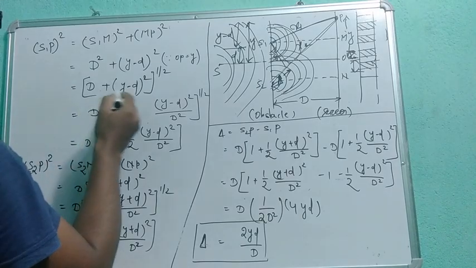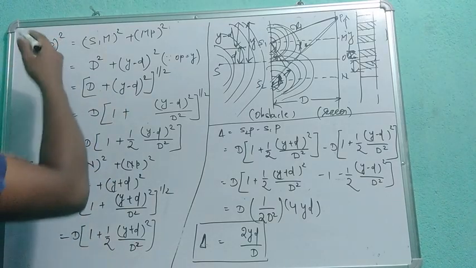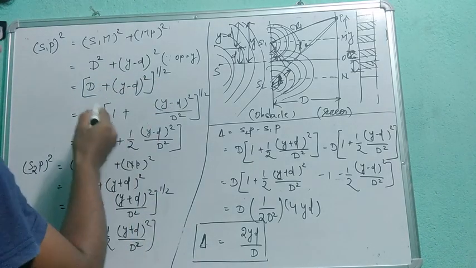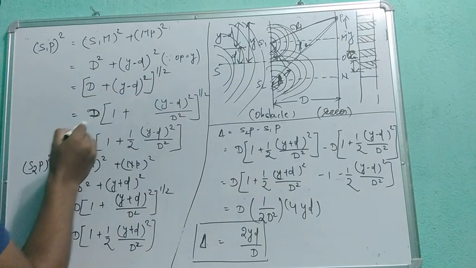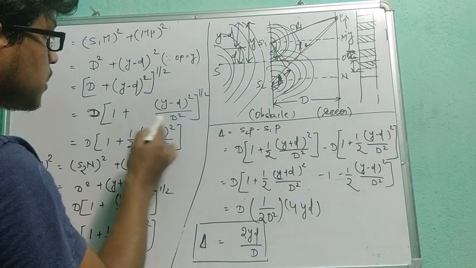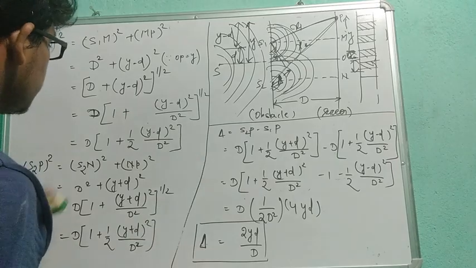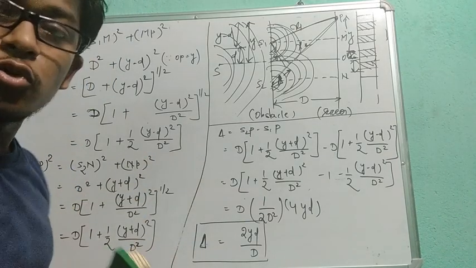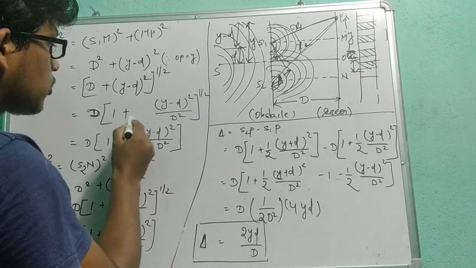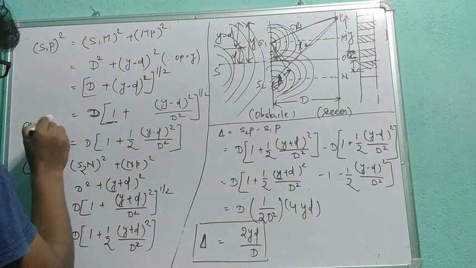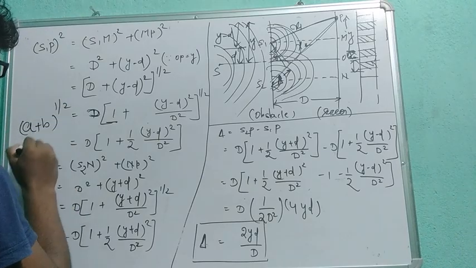So same thing. Now this square, I remove the square, so this one will be square root and I wrote a half. Now I took D common. D is common, and the remaining Y minus D whole square stays as usual. Now the binomial expansion will be used here. This is one term, this is another term. A plus B to the power half.